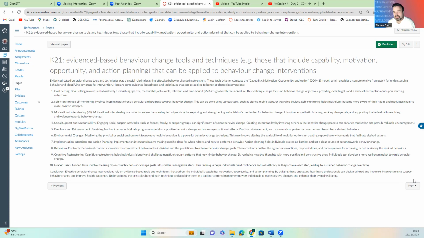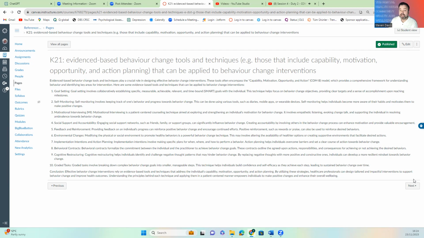Evidence-based behaviour change tools and techniques, including those that address capability, motivation, opportunity and action planning, that can be applied to behaviour change interventions. So when we look at planning somebody's interventions, going back to those toolkits we've given, looking at social prescribing, health promotion, maybe just breathing activities, all of that lot, we need to look at how we do that.